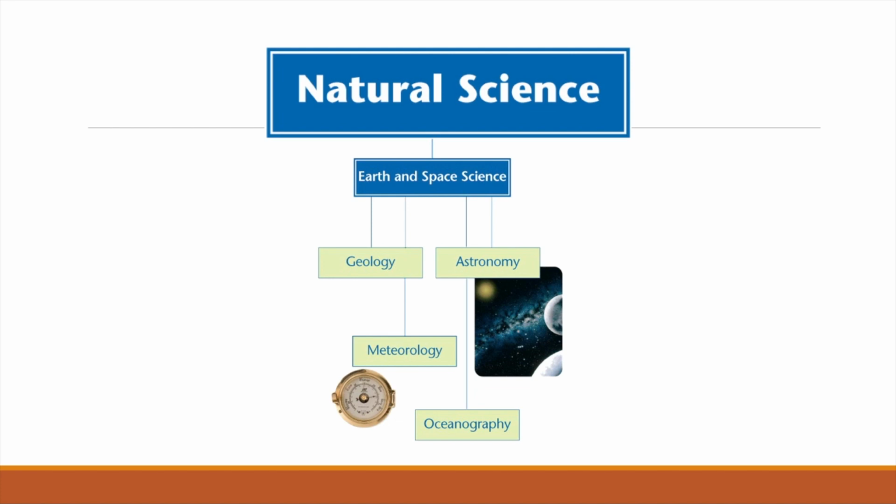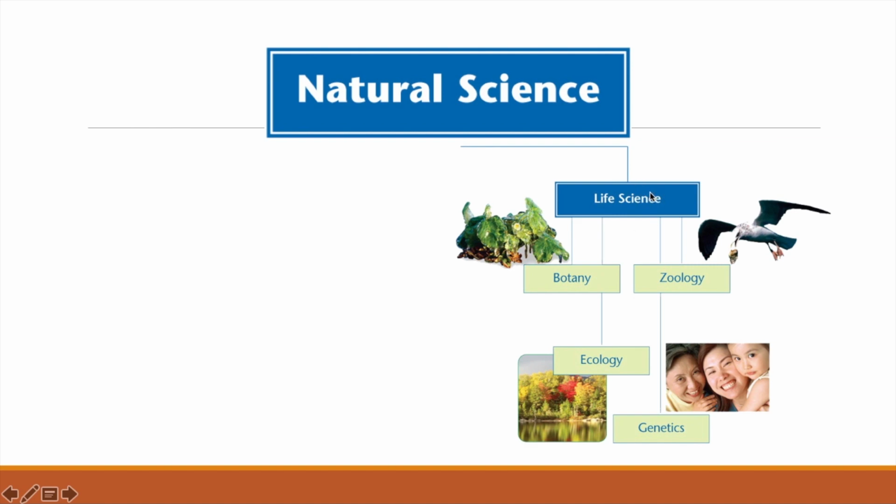Then we have Earth and Space Science. Earth and Space Science is broken down into geology, meteorology, oceanography, and astronomy. And then finally, Life Science is broken down into botany, zoology, ecology, and genetics.